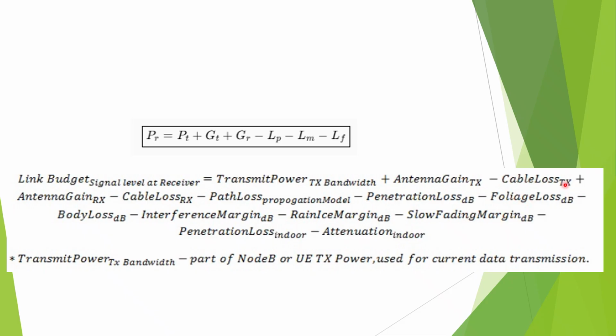So the transmitting cable loss, the receiver cable loss, then the propagation path loss to be subtracted, penetration losses, foliage losses, body loss or cable loss, interference margin losses, rain ice margin losses, slow fading losses, penetration losses at the indoor, and attenuation losses at indoor. Everything is to be subtracted from the transmitted power and the transmitting and receiving gains. So this is the formula supporting the 5G link budget calculation.